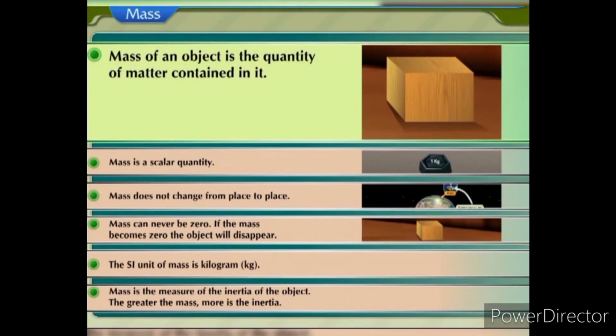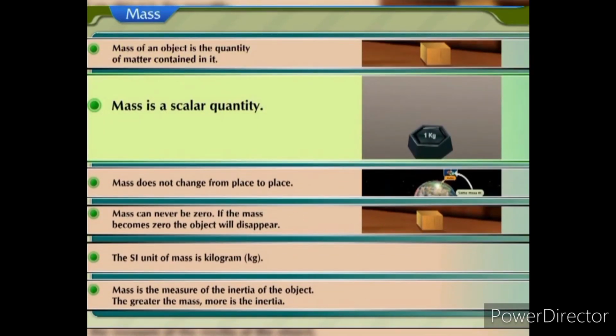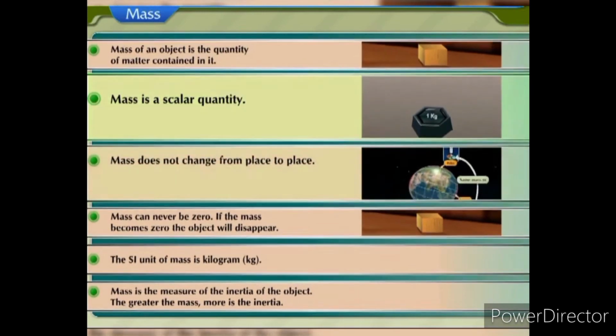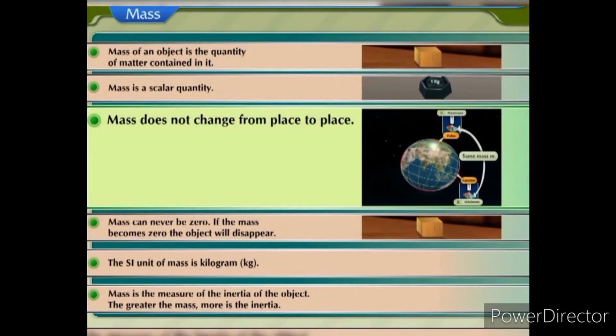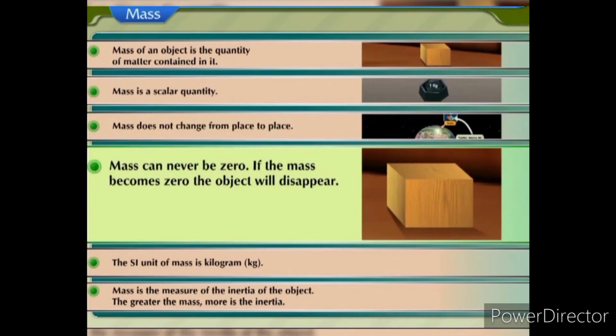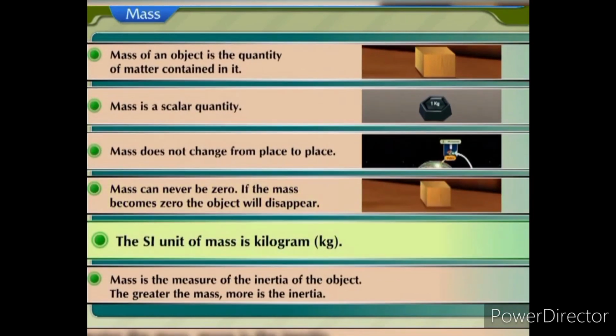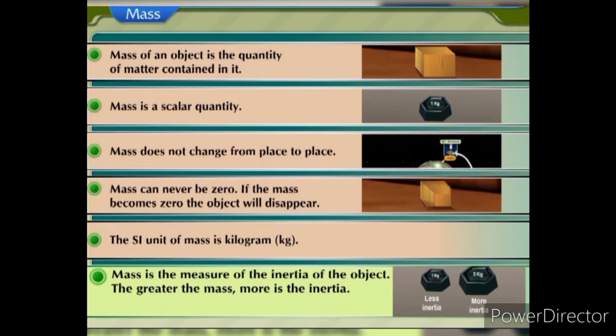Mass of an object is the quantity of matter contained in it. Mass is a scalar quantity. Mass does not change from place to place. Mass can never be zero. If the mass becomes zero, the object will disappear. The SI unit of mass is kilogram, kg. Mass is the measure of the inertia of the object. The greater the mass, more the inertia.